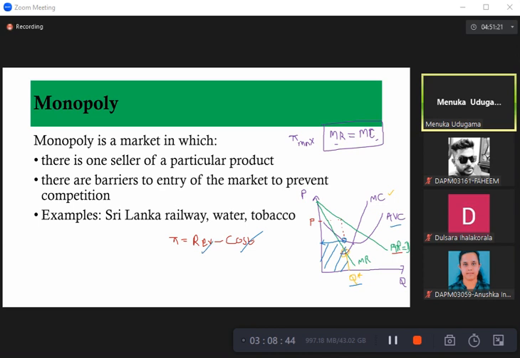Right. Then the revenue. Revenue is what? This is the price of one product times the number of products. The price times quantity serves as the revenue. The difference between revenue and cost is actually the profit. So the profit is this area, right? That is the profit of the firm.